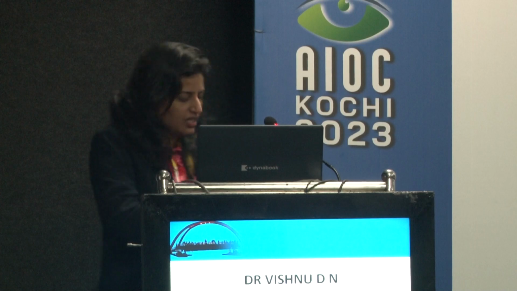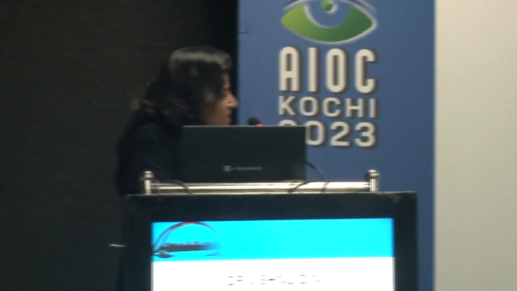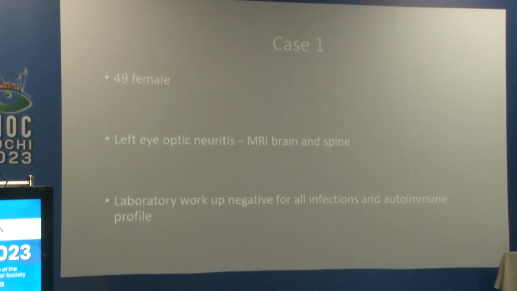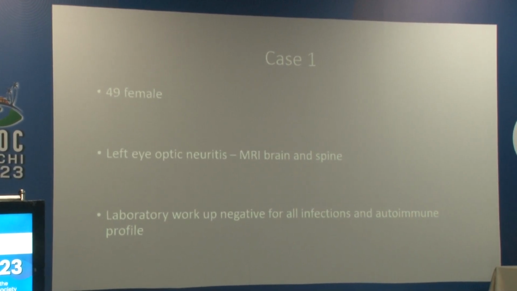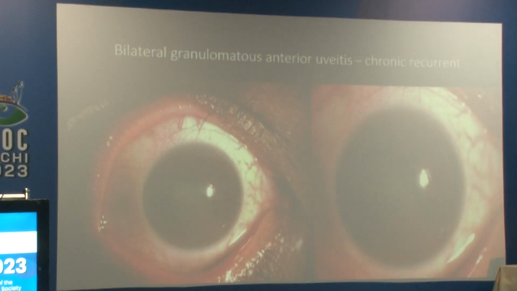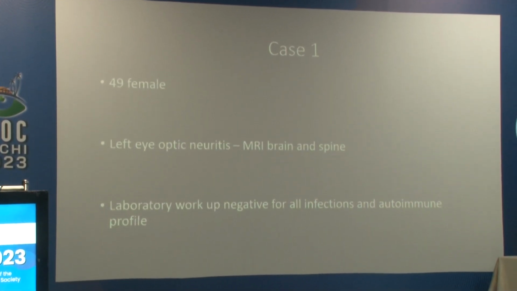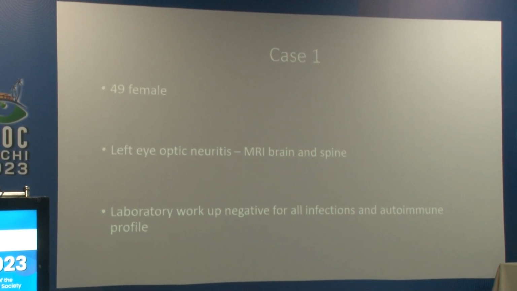Good morning all, I'll be presenting uveitis and multiple sclerosis in the Indian population. These are a series of four representative cases. The first case is a 49-year-old female. All the cases presented with anterior uveitis symptoms like photophobia, redness, pain, and decreased vision. But previously she had left eye optic neuritis, and MRI brain and spine revealed demyelinating lesions, which were periventricular T2 hyperintense.